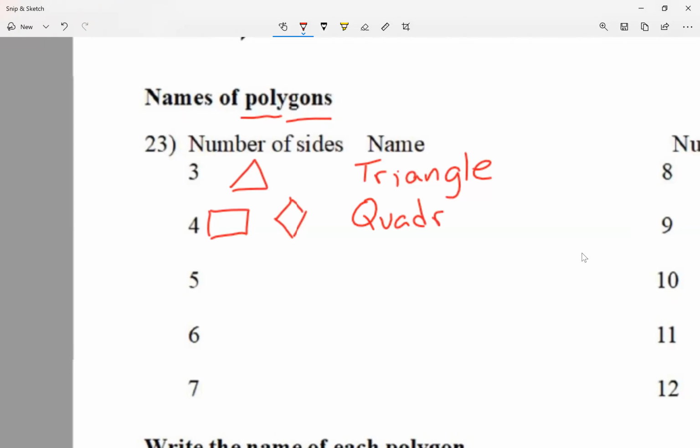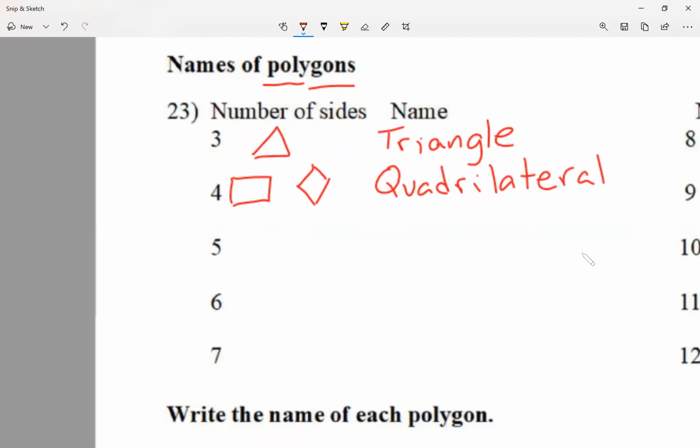Because quad means four. So quadri means four, and lateral means sides. So 4 sides, we're going to call those quadrilateral. Now, a polygon with 5 sides, so let me think how this looks. It would look something like this. There's even a building in Washington, D.C. They control the army there. It's a building with 5 sides. It's a very, very important building as well.